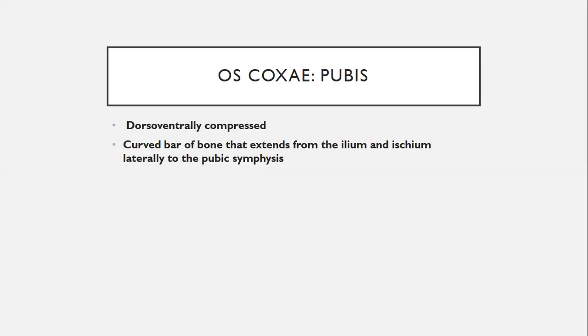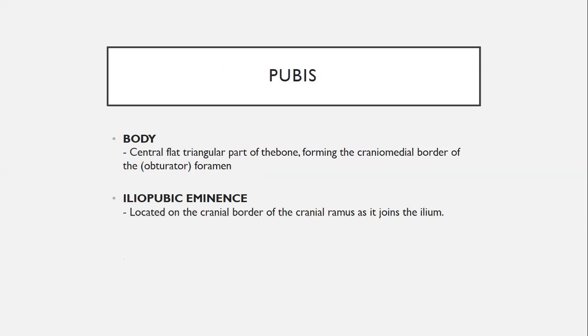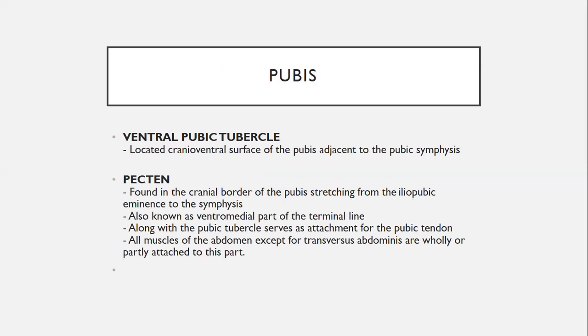Os coxae, pubis. This is the dorsoventrally compressed curved bar of bone that extends from the ilium and ischium laterally to the pubic symphysis. The pubis is the central flat triangular part of the bone forming the craniomedial border of the obturator foramen. And then we have the iliopubic eminence, the cranial border of the cranial ramus as it joins the ilium.